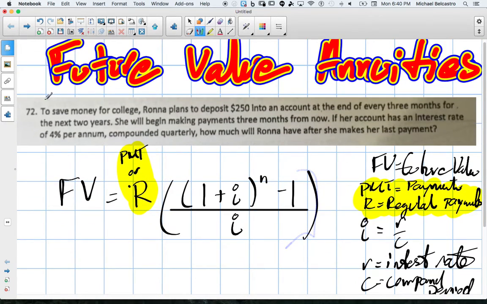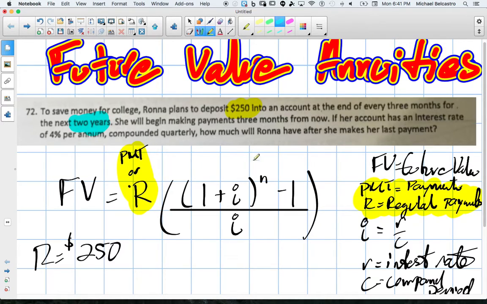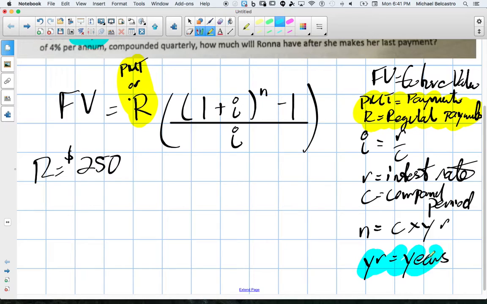Now, this question is a little tricky, so we're going to read it again, define our variables, and then talk about how the payments are being made. So, Rona deposits $250 every 3 months, so that means our PMT here, or our regular payments, are $250. So I'm going to define them on the side here. I'll call it R. R is $250. So we'll keep that in mind. At the end of every 3 months, okay, that's important, for the next 2 years. 2 years, that's our yearly amount. So that's our YR in this case. So we know YR is equal to 2.